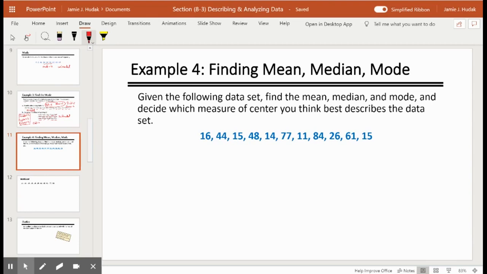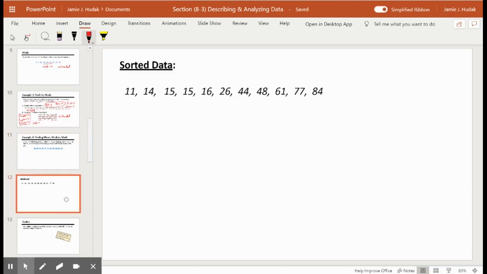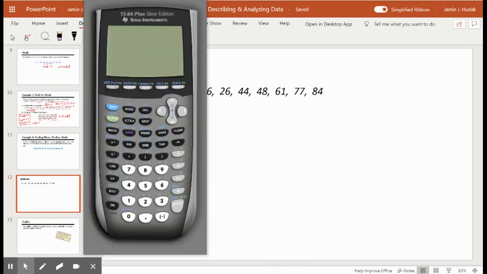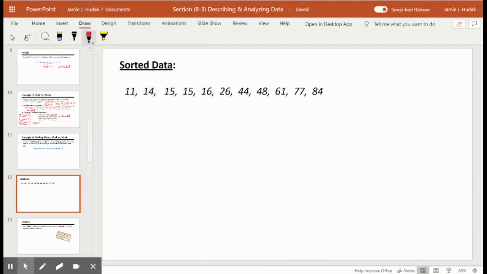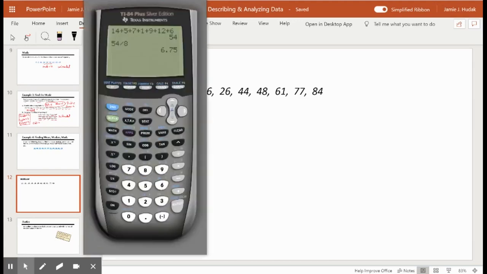And after we find the mean, median, mode, we're asked to decide which measure of the center we think best describes the data set. So because we're being asked to find the median, we need the set sorted. So I have it sorted on the next slide. And let's start with our mean. Oh, I gotta reset my calculator. There we go.